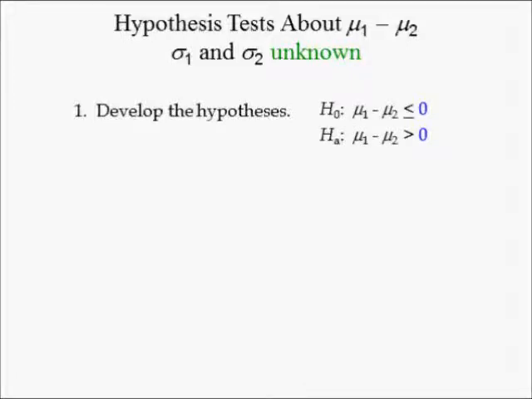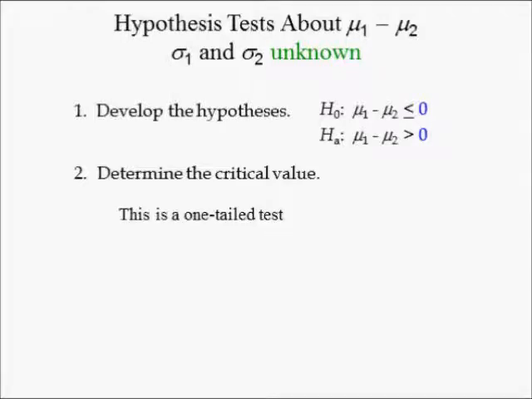Since the null hypothesis is associated with the word equals, mu1 minus mu2 is less than or equal to 0. In step 2, we determine the critical values. Since the level of significance is 5%, alpha is equal to 0.05. Because this is a one-tailed test, alpha is divided by 1, which equals 0.050. For this reason, there is only one t critical value, which is found in the column 0.050 of the t-distribution table.